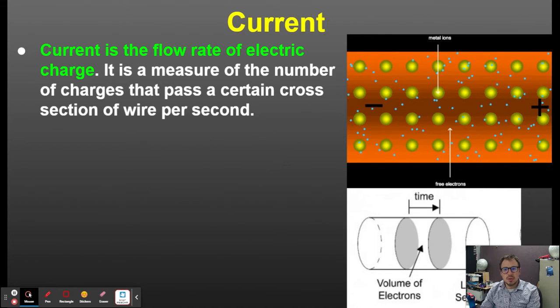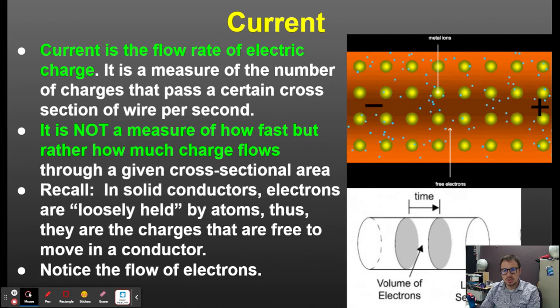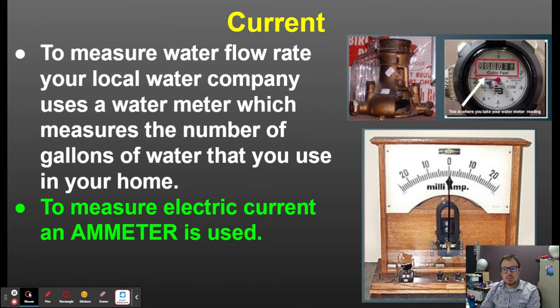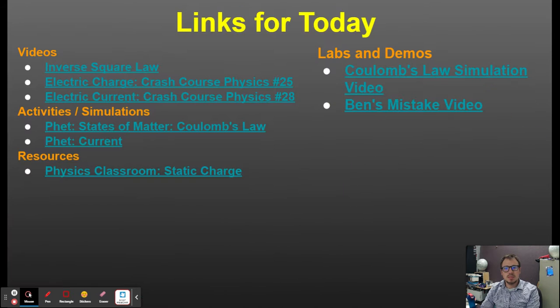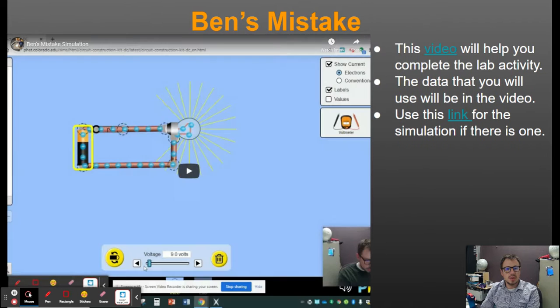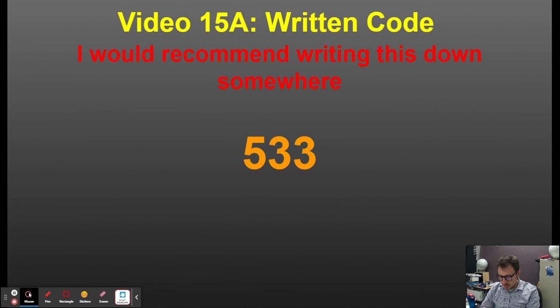Current is the flow rate of electric charge. It is not a measure of how fast, but rather how much charge flows. To measure electric current, an ammeter is used. Then we did Ben's Mistake, in which we realized that Benjamin Franklin just sort of switched the conventional flow of current. So this is the 15A written code.